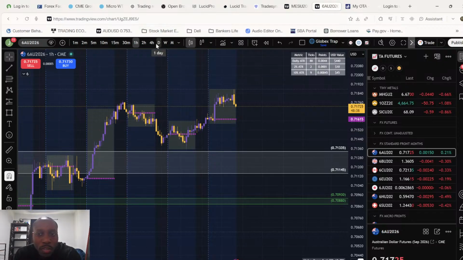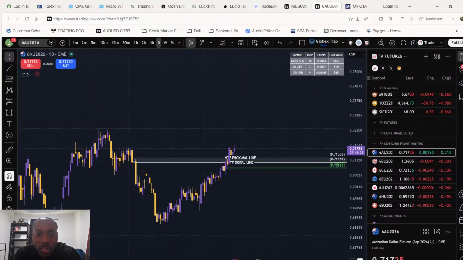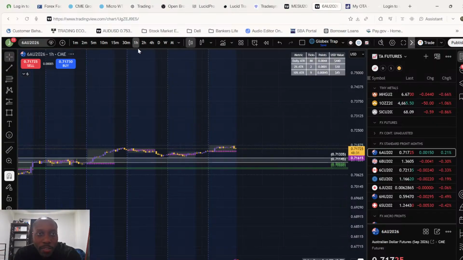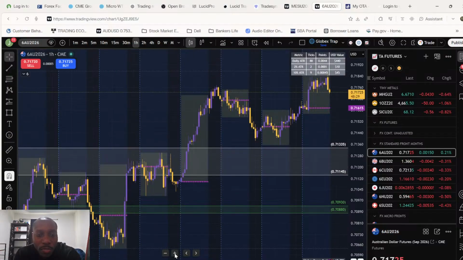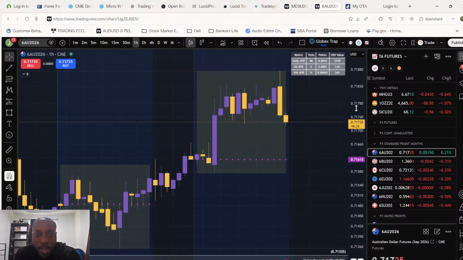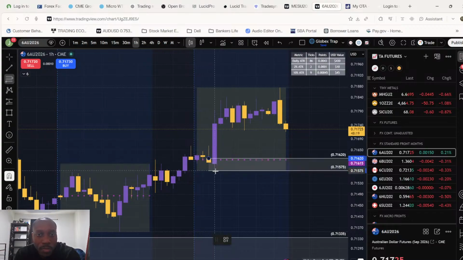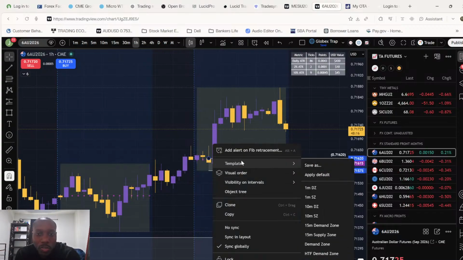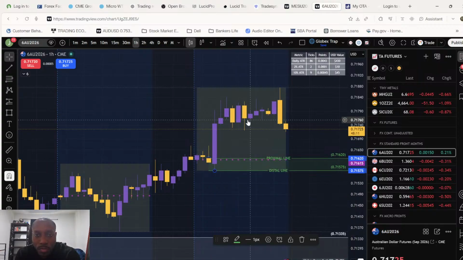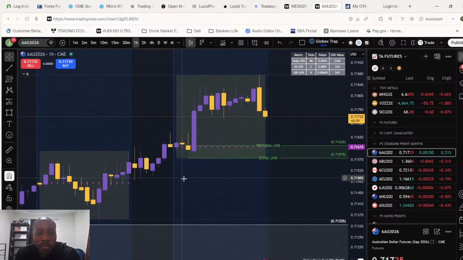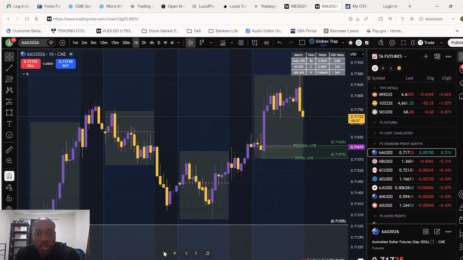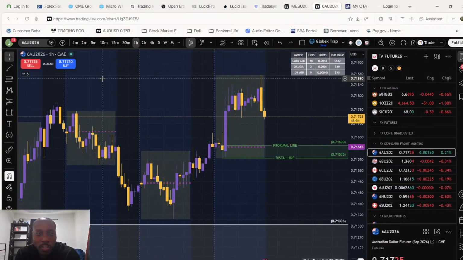Okay. You know, the Australian dollar is super bullish. And it looks like we might have some opportunity here. As price is coming down, we got a demand zone here, we got a gap here. It's a demand zone. Right above the demand zone, we got ourselves a gap.